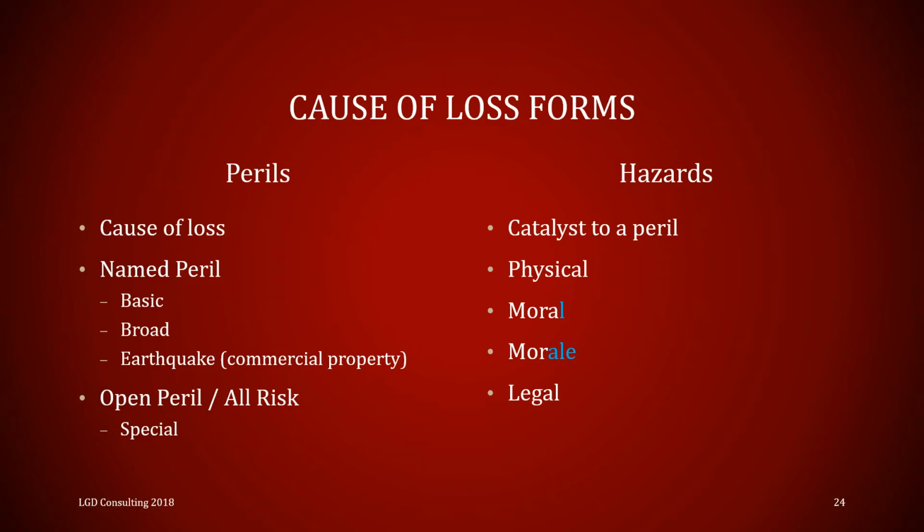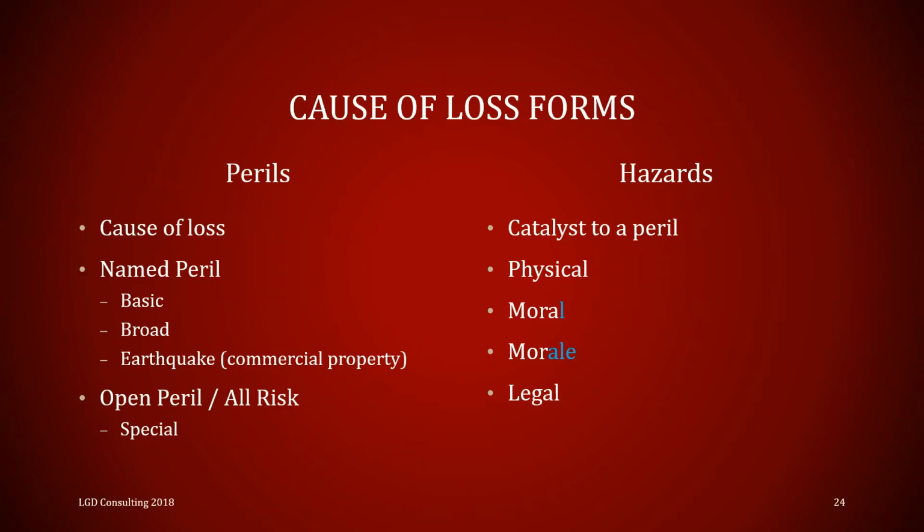All right. Now, a hazard is a condition that would increase the likelihood of a peril or a loss occurring. So there's different types of hazards, like a physical hazard. That would be badly worn tires on your car, which means you're more likely to suffer or get into an accident. The accident would be the peril. The badly worn tires would be the physical hazard that increases the likelihood of an accident occurring.